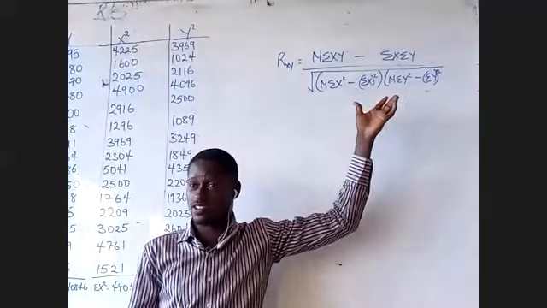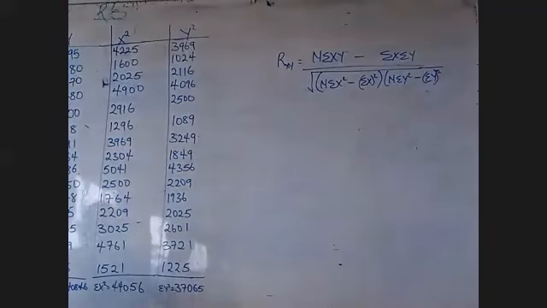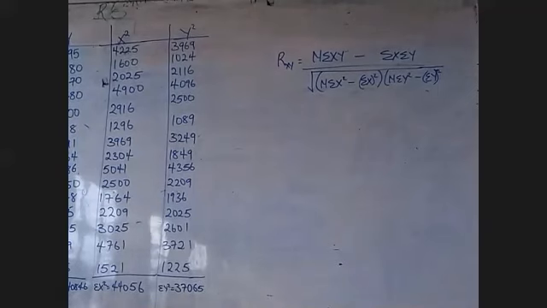So that's n summation xy minus summation x summation y, over square root of everything of n summation x squared minus summation x all squared, close the bracket, multiplied by n summation y squared minus summation y all squared. What is it now?